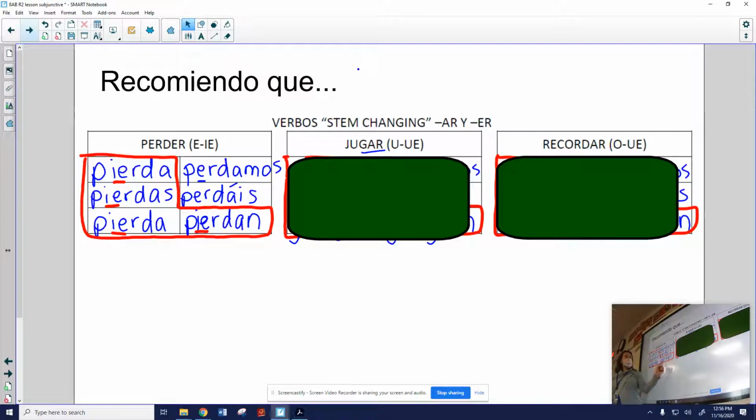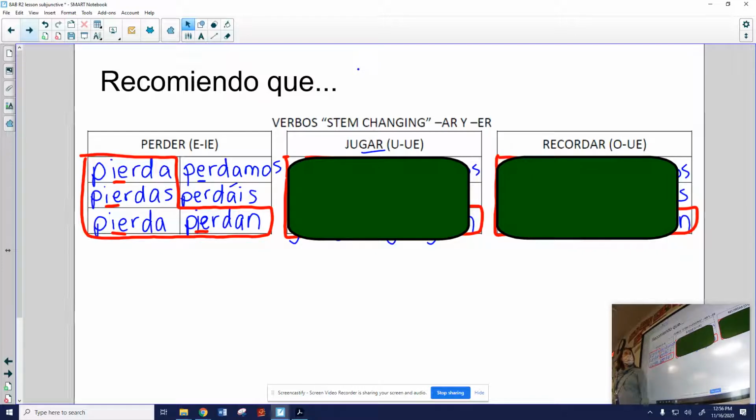perdamos, perdáis, pierdan. Just like in the present tense of the indicative that we learned in Spanish 1, in the nosotros form and vosotros form, there's no stem change. Remember, sometimes these are called boot verbs because the forms that have a stem change fit inside a shape that looks kind of like a boot.